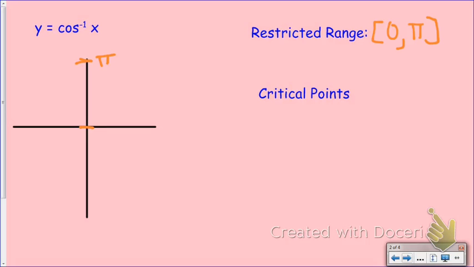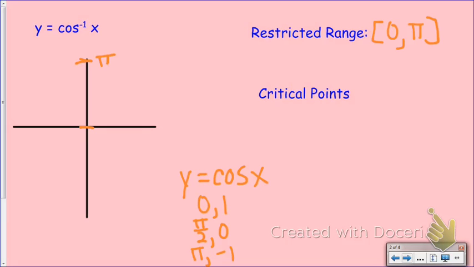So I'm going to think about some basic points for the function y equals cosine of x that I could actually flip for this graph. For y equals cosine x, if I plug in an x value of 0, the cosine of 0 is 1. If I plug in the x value of pi over 2, the cosine of pi over 2 is 0, and then if I plugged in pi, the cosine of pi is negative 1. So all those x values fall in my restricted range.